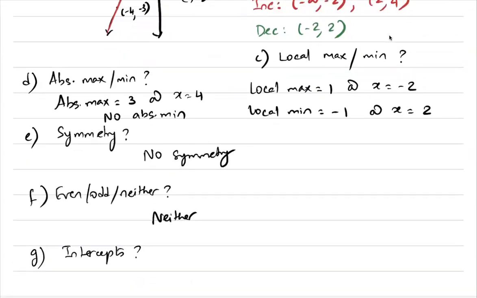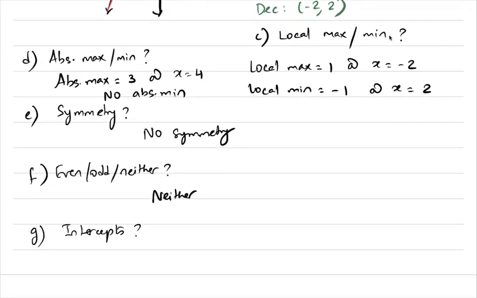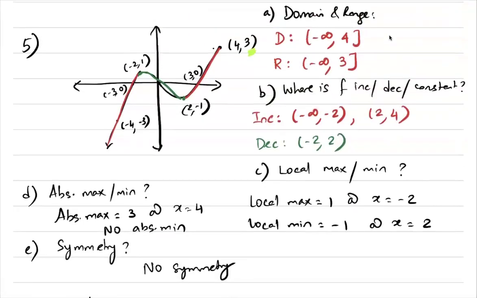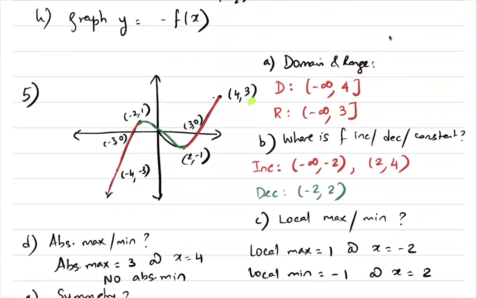Finally, what are the intercepts? So the intercepts are, it has 3 intercepts. It has -3, 0, 0, 0, and... I'm sorry, what did I say? 0, 0, and 3, 0. I'm so sorry. I said, for some reason, 2, -1. I don't know why I said that. Okay, so the 3 intercepts are -3, 0, 0, 0, and +3, 0.